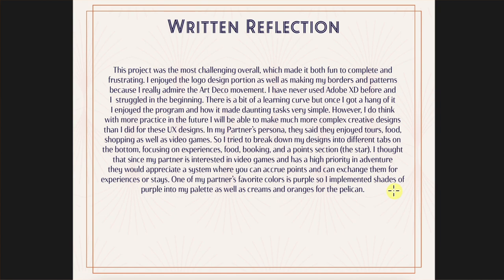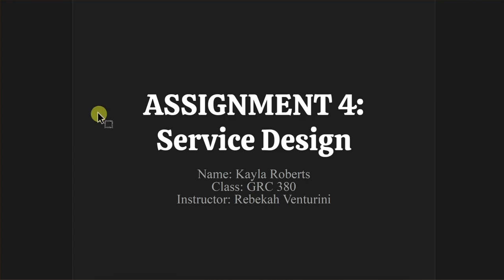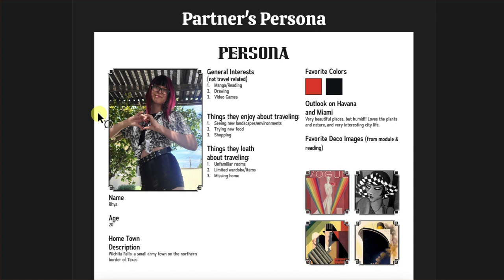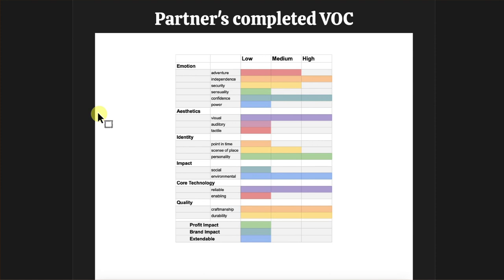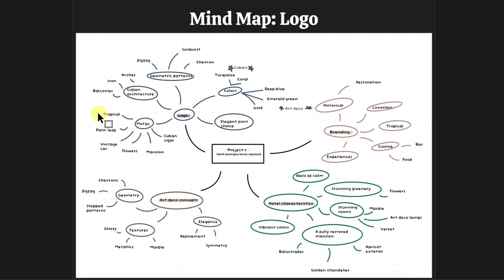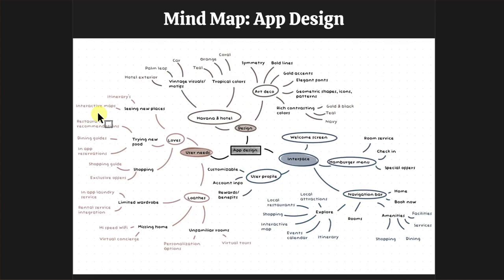Great images, though. I like to see a lot of photos because that's what people like, all right? Excellent work. Thanks so much, Caitlin. Next up is Kayla. Kayla's persona is Reese, and Reese loves red and black and has some really bold, awesome inspiration images. And then great VOA, excellent. Great mind map for your logo.